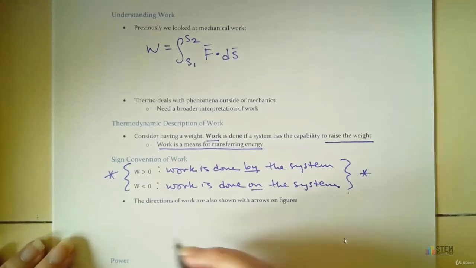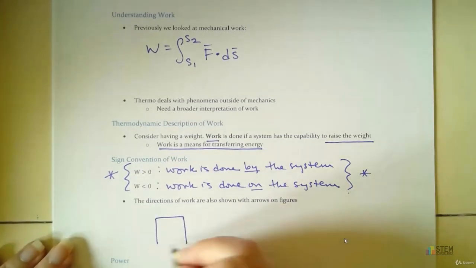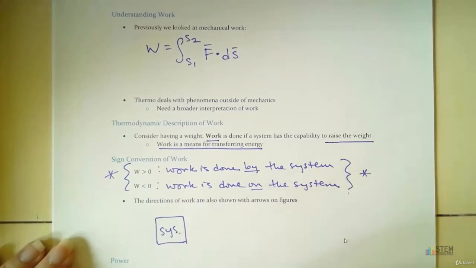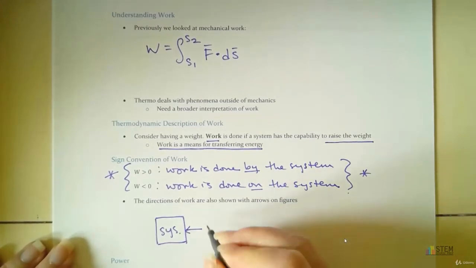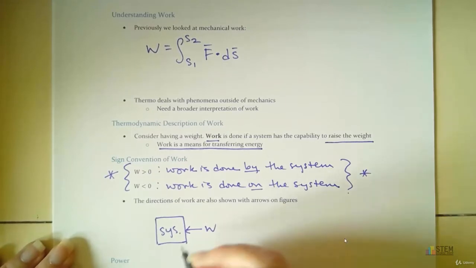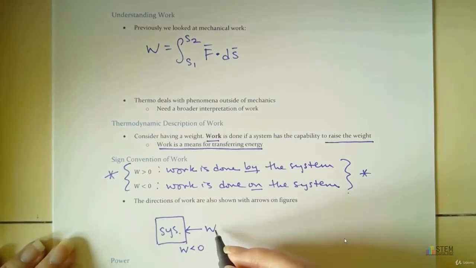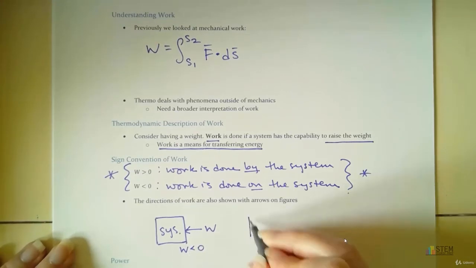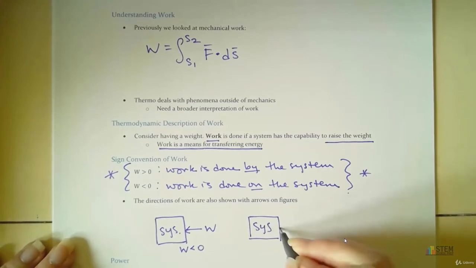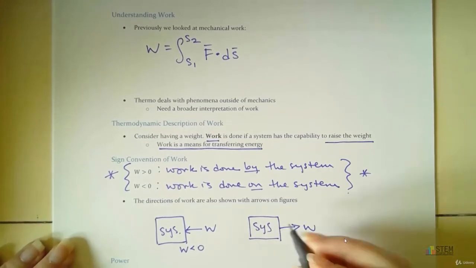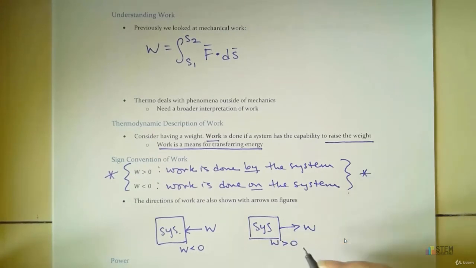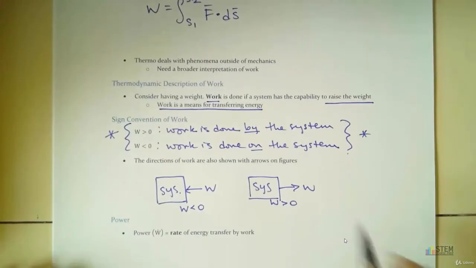Now, we also show directions of work with arrows on our figures. So if I was to draw a box and this represented a system, if I draw an arrow going into that box with a W by it, that means work is less than 0. So this is showing me I've got an external source of work here. So work's going to be less than 0. Now if it's drawn the other way, where the arrow is pointing out, that means work is greater than 0. So this is meaning work is done by the system. All right, so we can send energy out. Think about it that way.